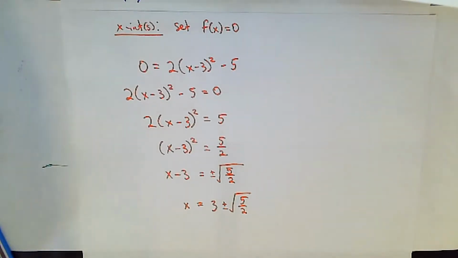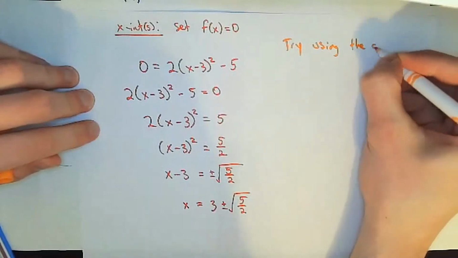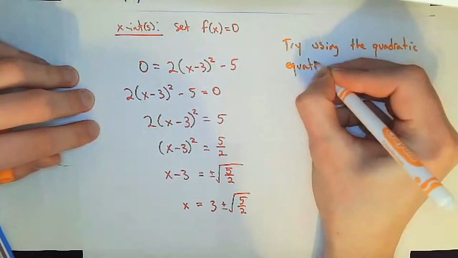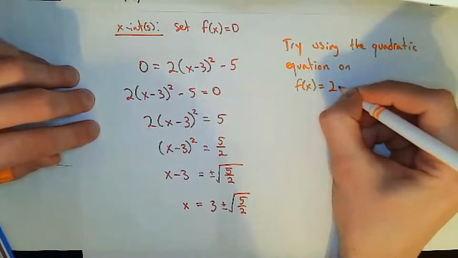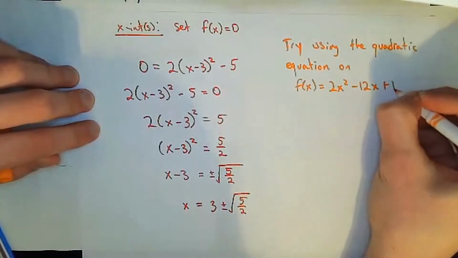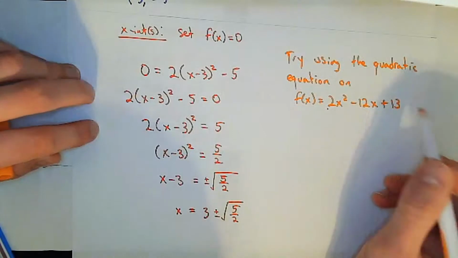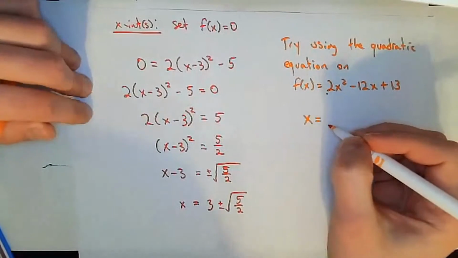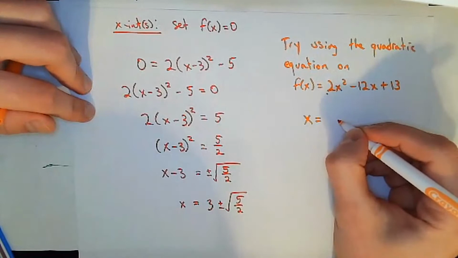Now, a good exercise might be to try using the quadratic equation on the original form we were given, which was 2x squared minus 12x plus 13, right? So that's a is 2, b is negative 12, c is 13. You will end up getting x equals, what do you end up getting?